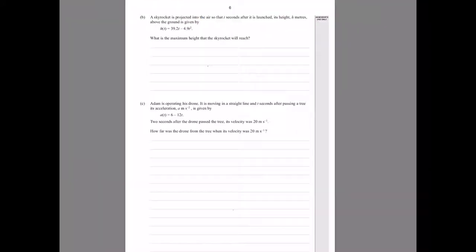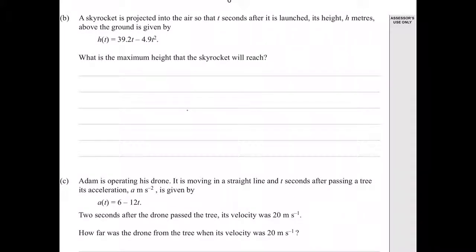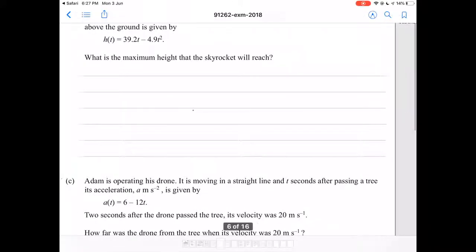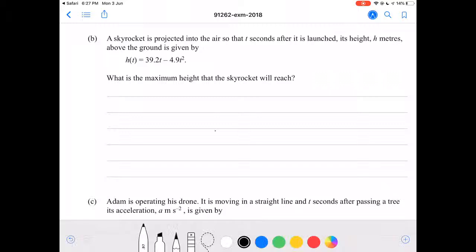Alright, next question. A skyrocket is projected into the air so that t seconds after it is launched, its height, h meters above the ground, is given by h of t equals 39.2t minus 4.9t squared. What is the maximum height that the skyrocket will reach? So the height after a certain amount of time is given by 39.2t minus 4.9t squared. Now we're going to differentiate to find the gradient function.